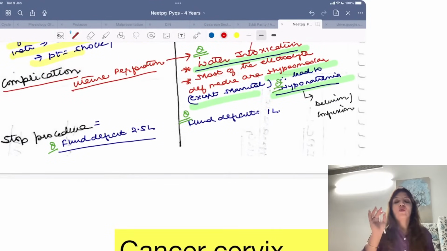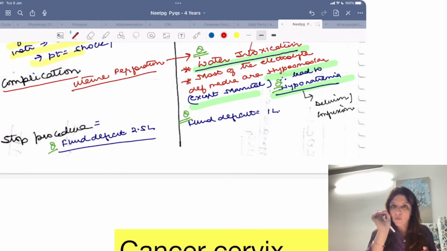Now, when you are doing hysteroscopy, you use a distension media. In electrolyte rich media, you use normal saline or ringer lactate. In electrolyte deficient media, you use glycine or mannitol. And you have to be very vigilant about how much fluid has gone in and how much is coming out. Whatever fluid goes in and whatever is coming out, there will be some difference. So suppose I have given 1 liter of fluid and only 500 ml is coming out. This means 500 ml has been absorbed by the patient's body. So there is a deficit of 500 ml.